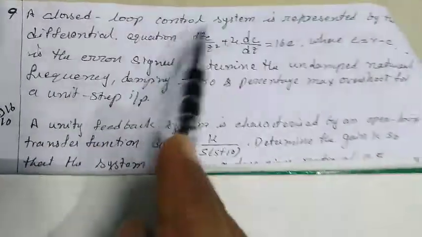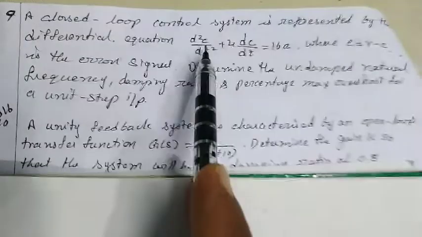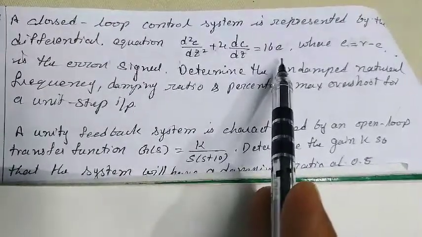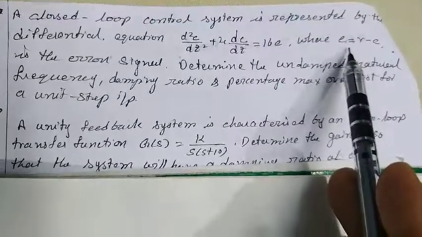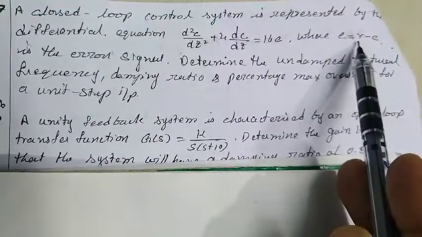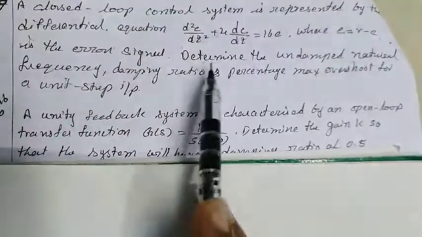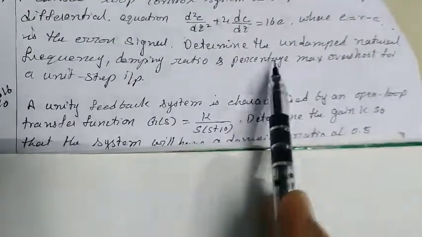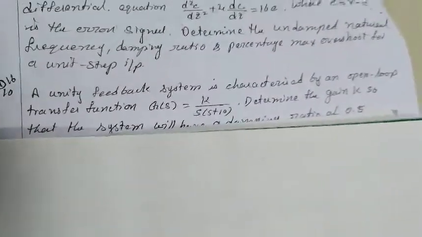A closed loop control system is represented by the differential equation d square c by dt square plus 4 dc by dt is equal to 16e, where e is the error signal which is given as e equals r minus c. Determine the undamped natural frequency, damping ratio and percentage peak overshoot for a unit step input.